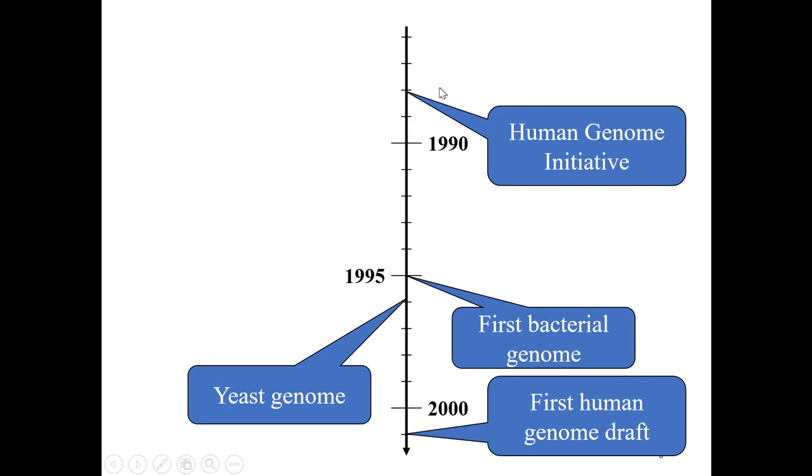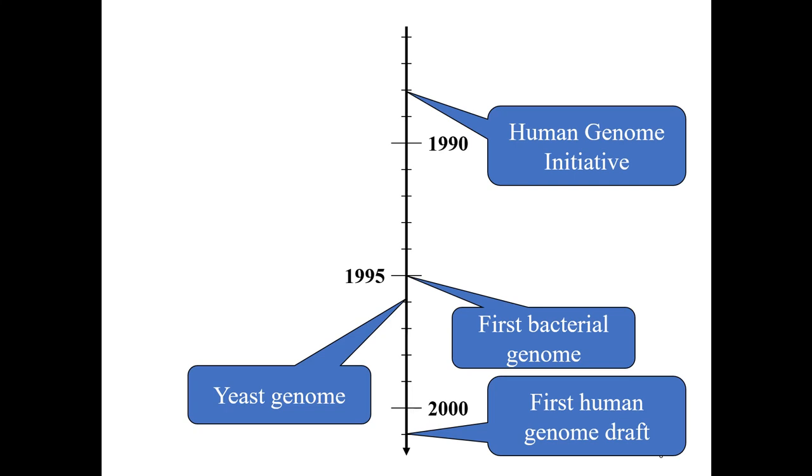Then in the late 1980s, around 1988, there was an initiation of the Human Genome Project. Now, what is the Human Genome Project? The objective of the Human Genome Project was to determine the complete genomic DNA sequence of a human genome and to have a complete map of it.